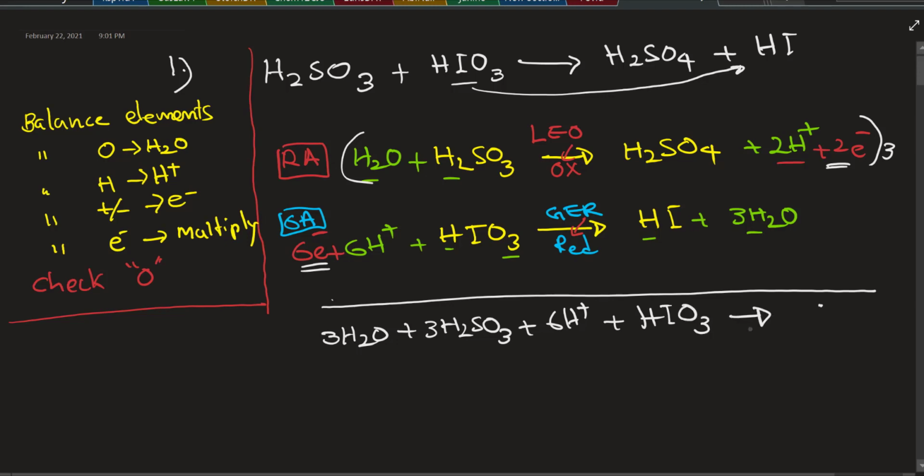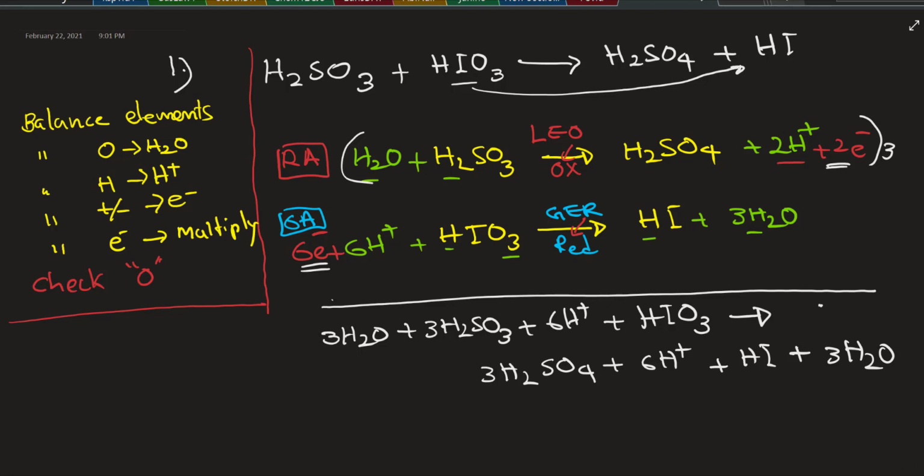Then we have to write the whole thing on the right side of each equation. So H2S 3 H2SO4 and 3 times 2, 6H+, and what else we have, 1 HI and 3 water, right? Now that's it. That's everything is done.